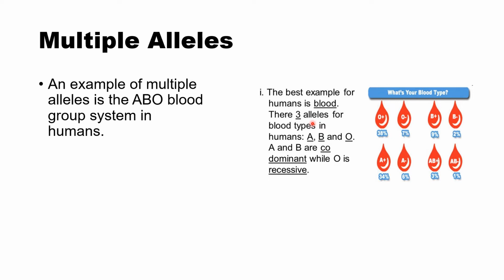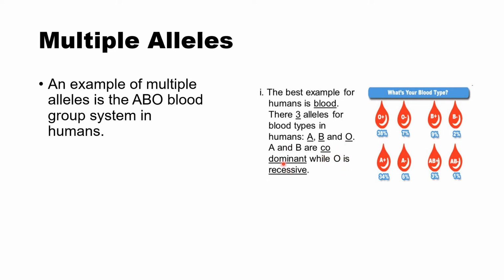So, yun. Tatlo yung allele that will dictate yung blood type ng isang human. So, there are 3 alleles for blood type. You have A, B, and O, and A and B are codominant, while O is recessive. So, when we say codominant yung A and B, pareho yung allele na A at saka yung B, makikita mo doon sa blood type. While yung O naman is recessive.